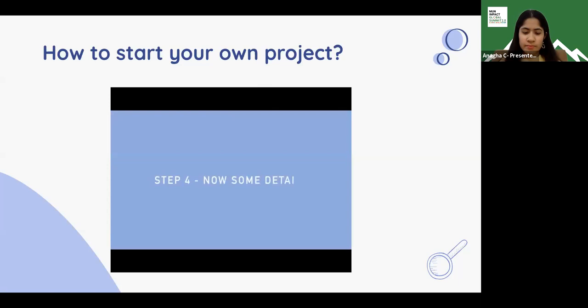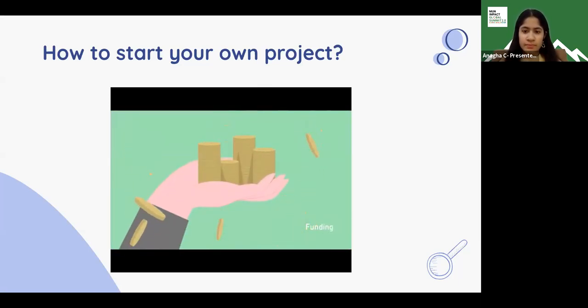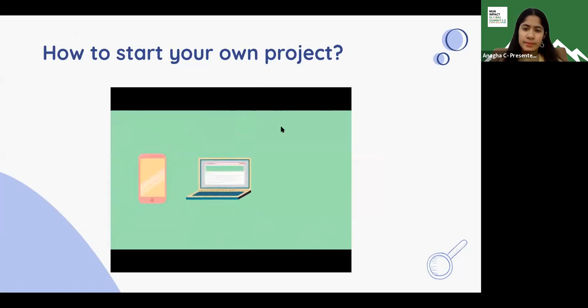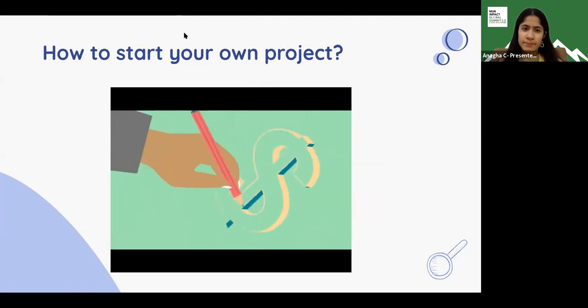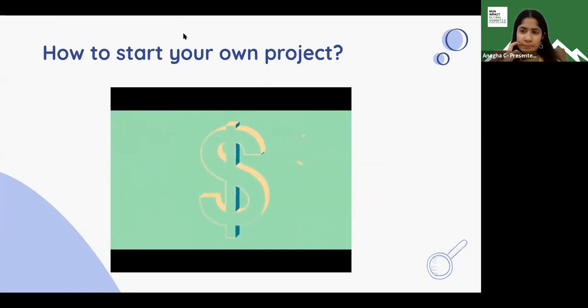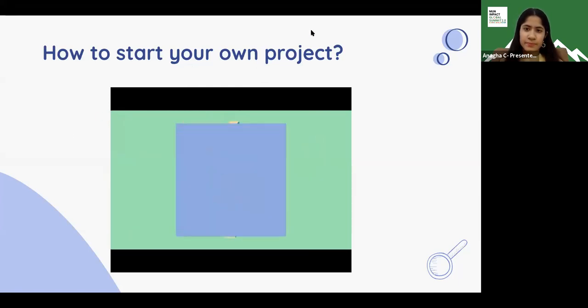Step 4. Now some detail. Do you need funding to support your project? Many projects can be run with surprisingly little funds. You may find that donations of goods, services, venues, and people's time are the most valuable resources for your project. If you are considering applying for grants, try linking in with other organizations or groups to help you apply and manage the money.